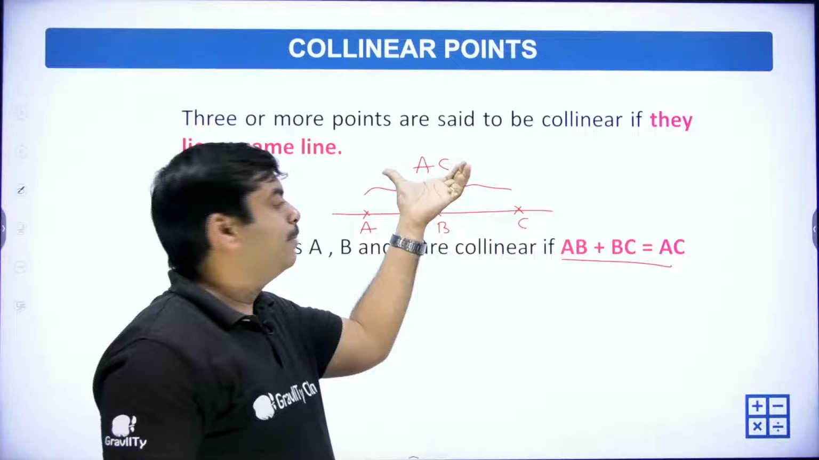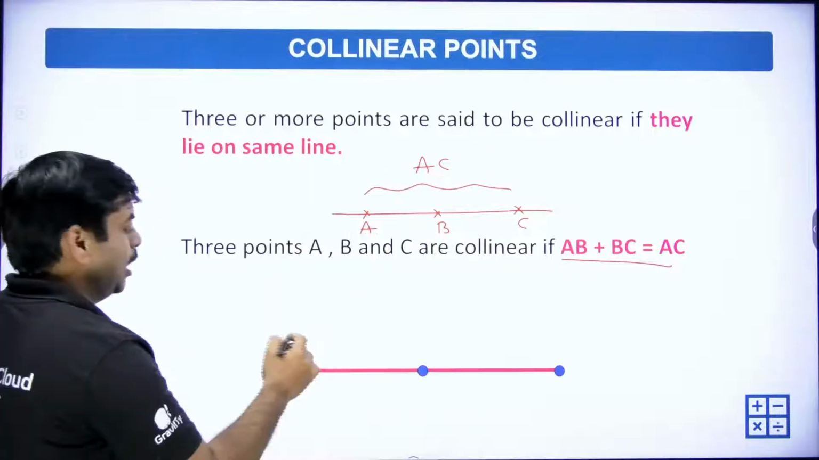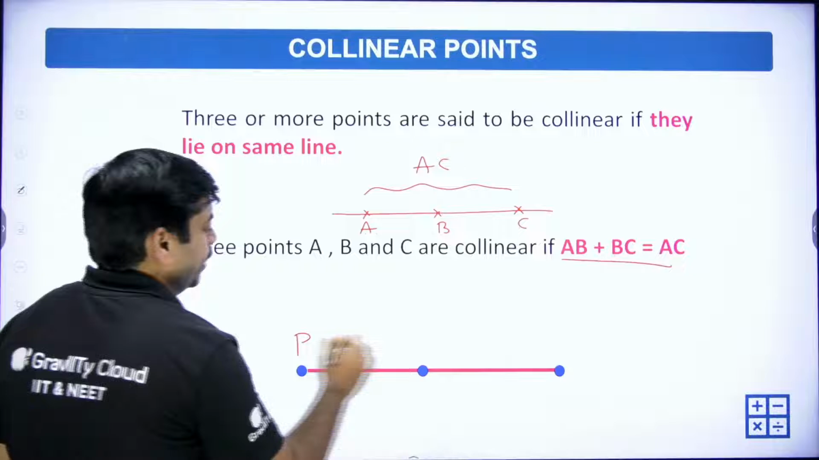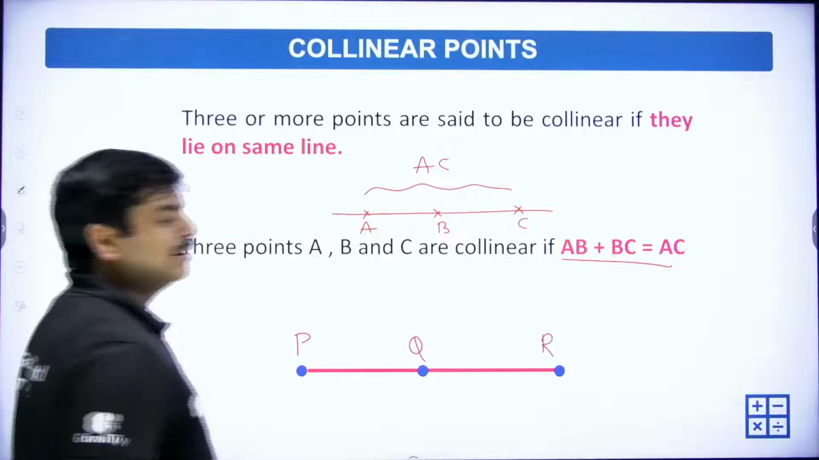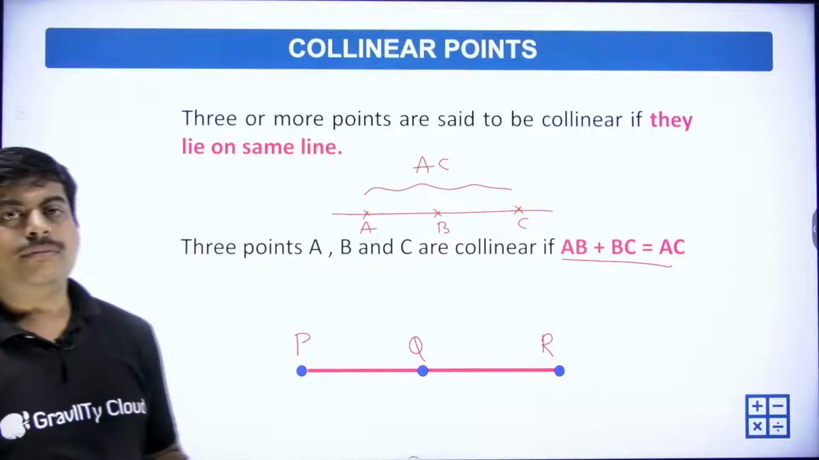The next one, let's try to understand how to find whether points are collinear. Any three given points, let's say P, Q, R, whatever the points are, just find the distances, and the sum of any two distances should be equal to the third distance. If that is correct, you can say that they are collinear.